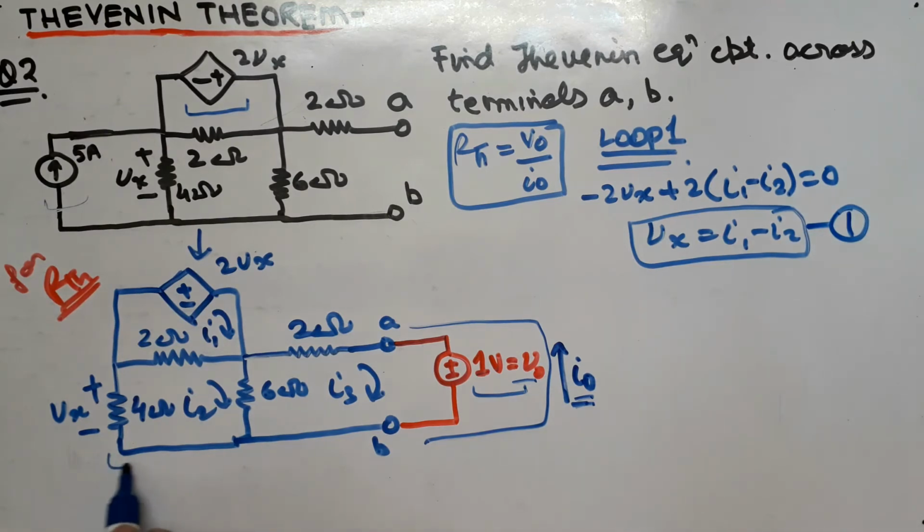Now please closely look at this loop, that is loop 2. From here we can directly see that we will get 4 minus 4I2 equal to Vx.